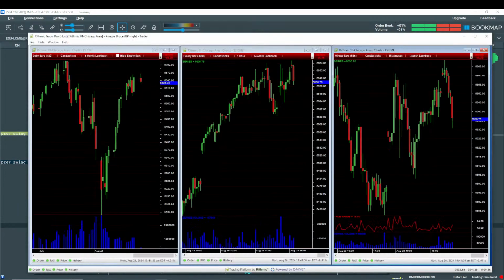Let's look at the higher time frame picture. Here it is here. Now we're seeing some profit taking and some buyers maybe entering to try to get it back up into these levels up here.